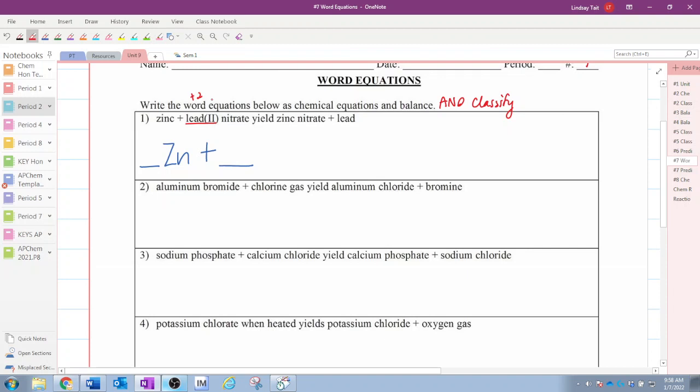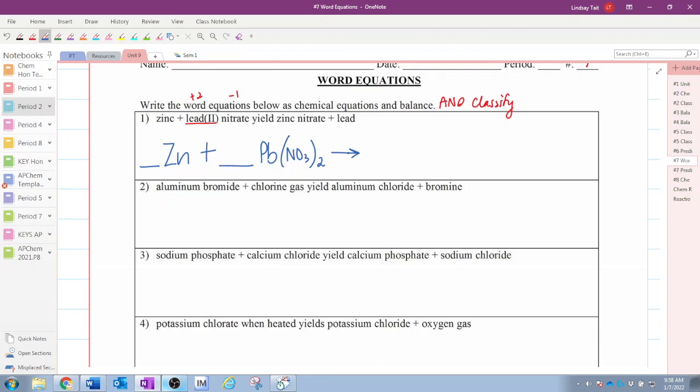And then what's the charge of nitrate? -1. So when I crisscross those, I'm going to end up with Pb for my lead. I don't write the 1 that I crisscrossed from the nitrate. And then I'm going to write my formula for nitrate, NO3, and I'm going to stick that in parentheses because afterwards I have to write the 2 that I crisscrossed from the lead. So that is lead 2 nitrate, turning the words into formulas. Yield, I put an arrow. Then I'm yielding zinc nitrate.